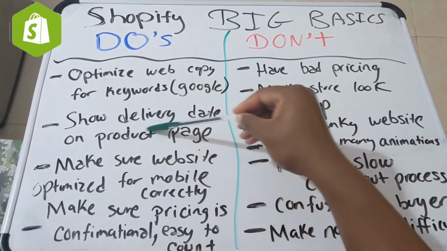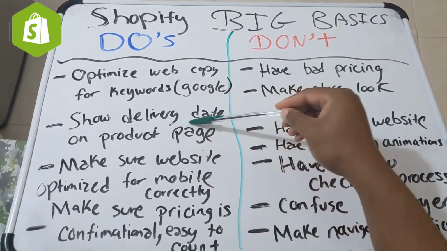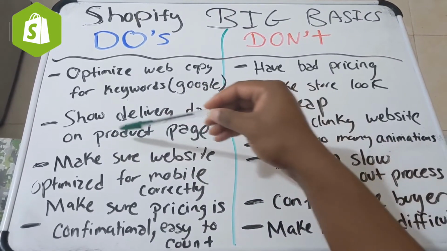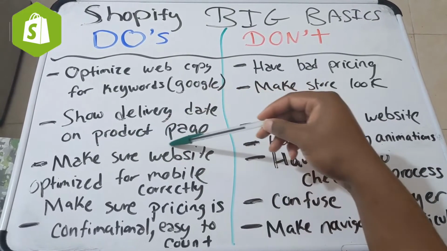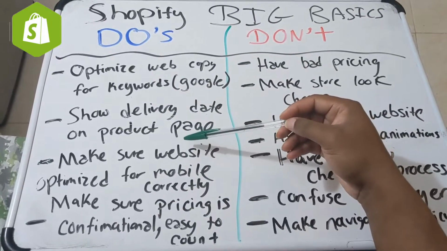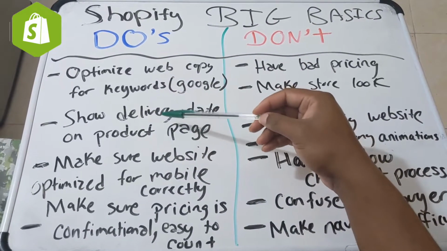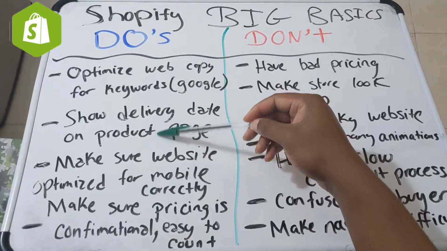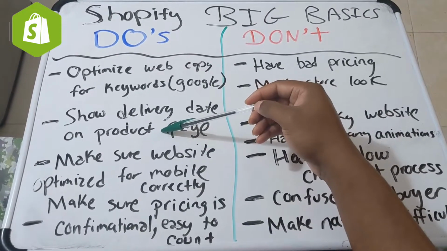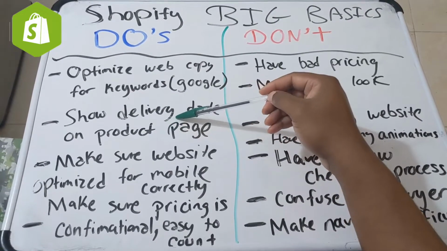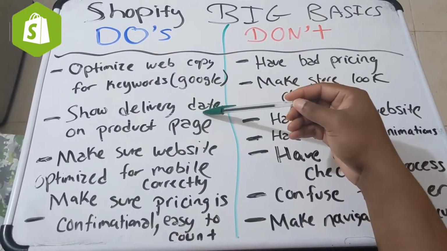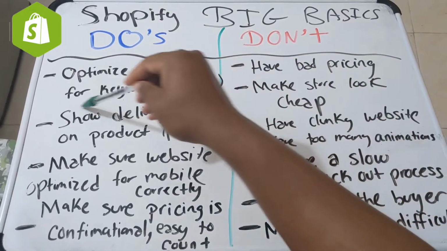So show delivery date on product page. This is another one a lot of people don't do. They don't show their delivery date on the product page. It gives people an estimate of when their shipping is going to arrive before they buy the product, and it shows that you care, right? If you show them the delivery date before it even comes, before they even buy, it shows them that you care about the delivery date, even though they don't care, right?